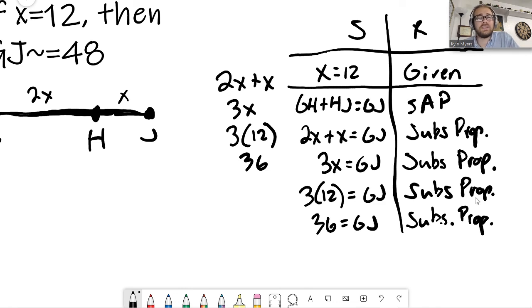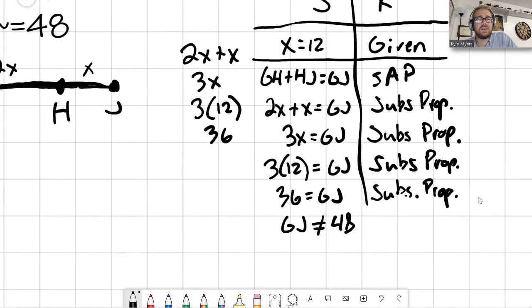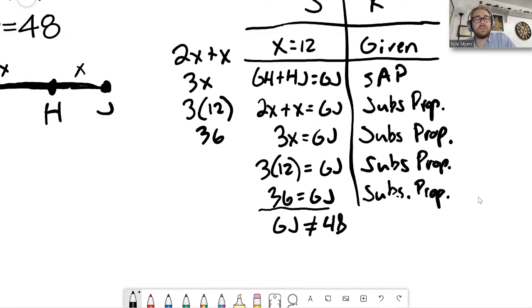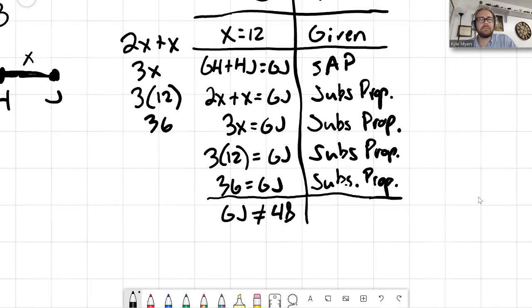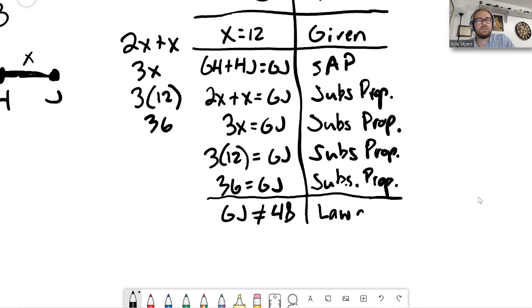Now, since 36 is equal to JG, that means that JG is not equal to 48. Okay, if a number is equal to another number besides 48, it cannot simultaneously be equal to 48. And this would actually be kind of a different thing than maybe you're used to seeing so far. When something is not equal to something else, this is actually the law of non-contradiction. The law of non-contradiction.